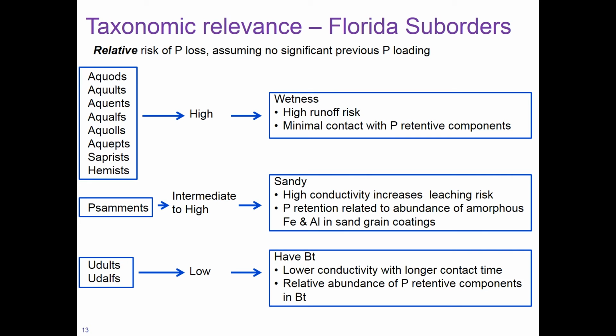I put in here the qualification that we're assuming no significant previous P loading, because even a soil that's relatively retentive of P has a limit to how much it can retain before it can become a source of phosphorus itself. There's no sustainable one-way street. Eventually you have to close the loop.